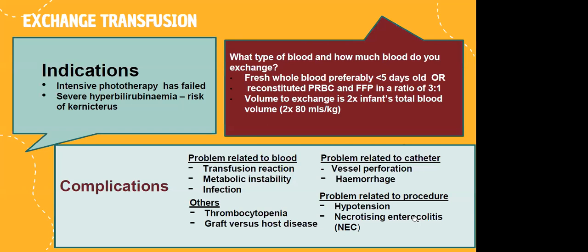For the complications of exchange transfusion, because complications can happen during transfusion, it could be related to the blood, to the catheter, and also to the procedure. If blood, it could be due to transfusion reaction, metabolic instability, and also infection. If catheter, it could be due to hemorrhage and also vessel perforation. For procedure, necrotizing enterocolitis, hypertension, and others could be thrombocytopenia or graft versus host disease.